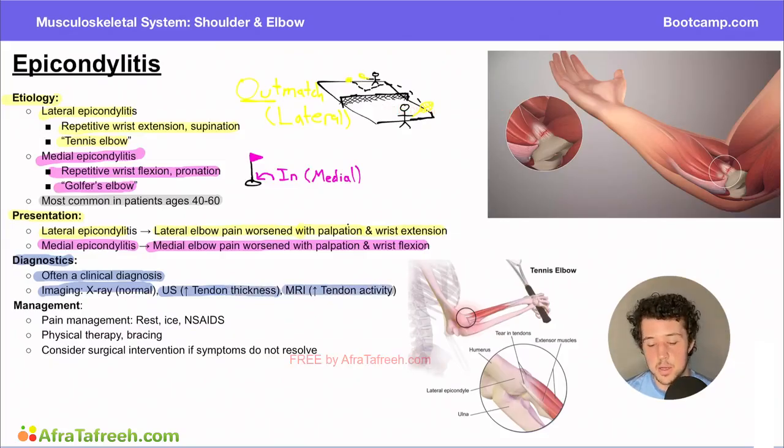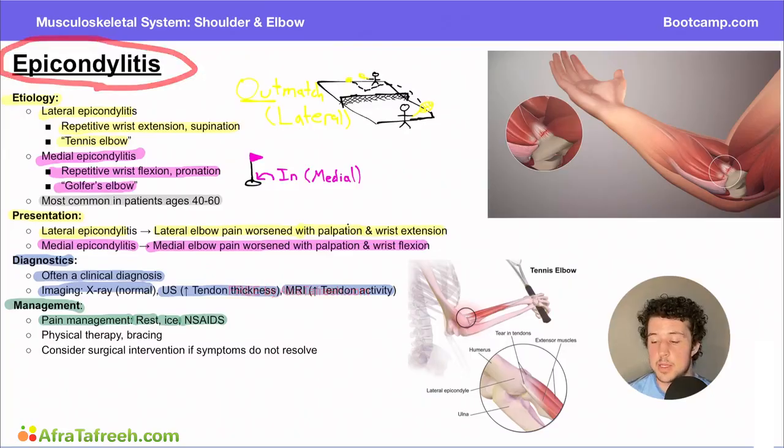And finally, let's talk about management of these patients. So the big first step will be pain management. And of course, for these patients, because it is often an overuse injury, we are going to advise that they rest and that they ice as needed and take NSAIDs appropriately. You may remember that we mentioned injection therapy as a pain management for rotator cuff tears. But we want to avoid corticosteroid injections in epicondylitis, as this can increase our risk for a tendon rupture.